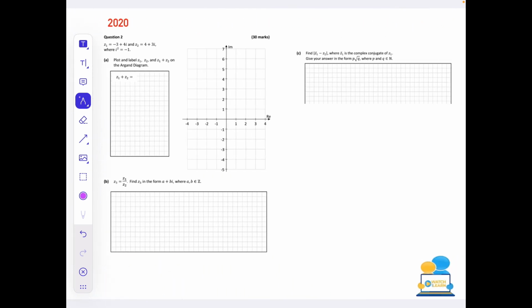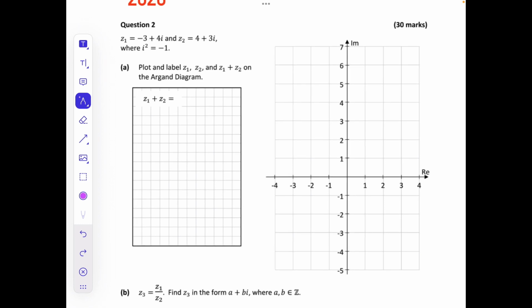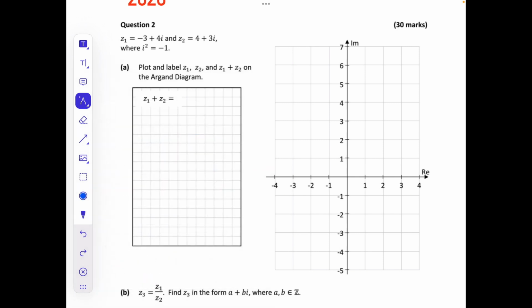Okay, what we're going to do now, we're going to do the 2020 question, which is also really nice, using all the skills we've learned so far. Again, starting off, plotting our points. If you want to pause this and give it a go on all the parts, that would be great, just to see how you get on. So we have Z1, which they tell us is minus 3 plus 4i, and they tell us that Z2 is 4 plus 3i. Plot and label Z1, Z2, and Z1 plus Z2 on the Argand diagram.